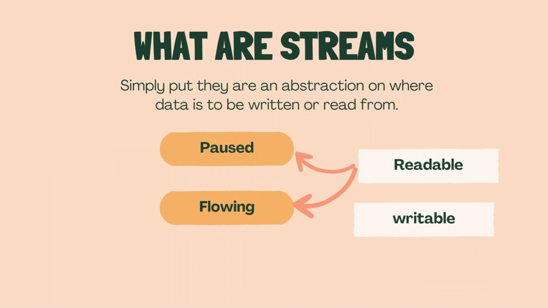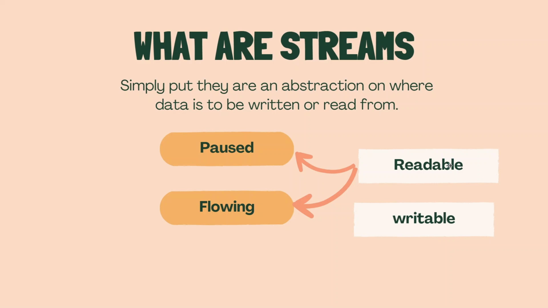So what are streams? Streams are an abstraction of where data is to be written or read. A stream could represent a file, a request, or a response. Behind the stream there is the underlying implementation. For example, if you're reading data from a file, the file would be the underlying representation of the stream. The different kinds of streams in Node.js include readable streams and writable streams, and there are other kinds, but we'll focus on these two, and specifically readable streams.